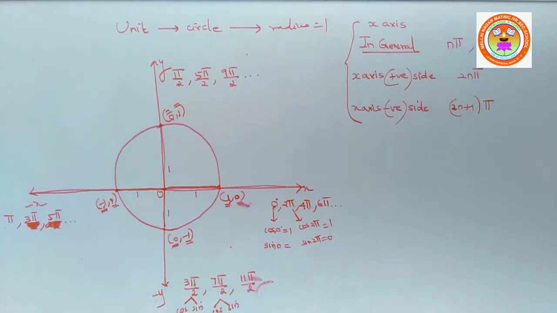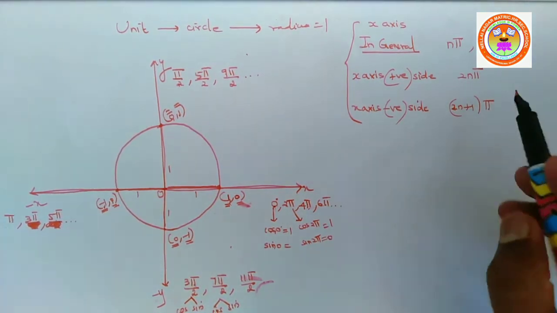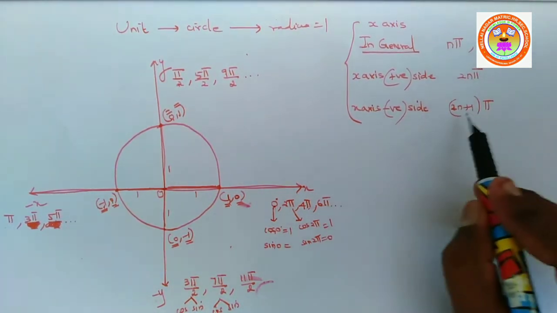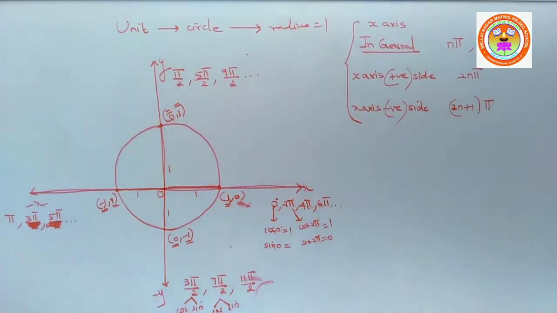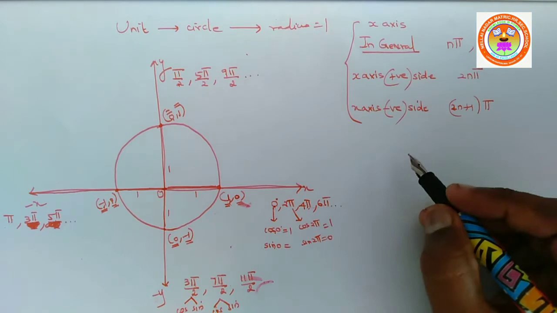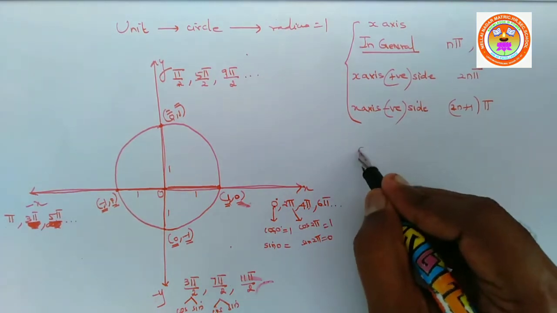So this is general. X-axis positive side is 2n pi. X-axis negative side is 2n plus 1 pi. This is very, very much a must you need to learn. I told you previously, for even 2n, for odd 2n plus 1. Here pi is coming, so I wrote pi. So this is for the x-axis. Now we are going to move towards the y-axis.